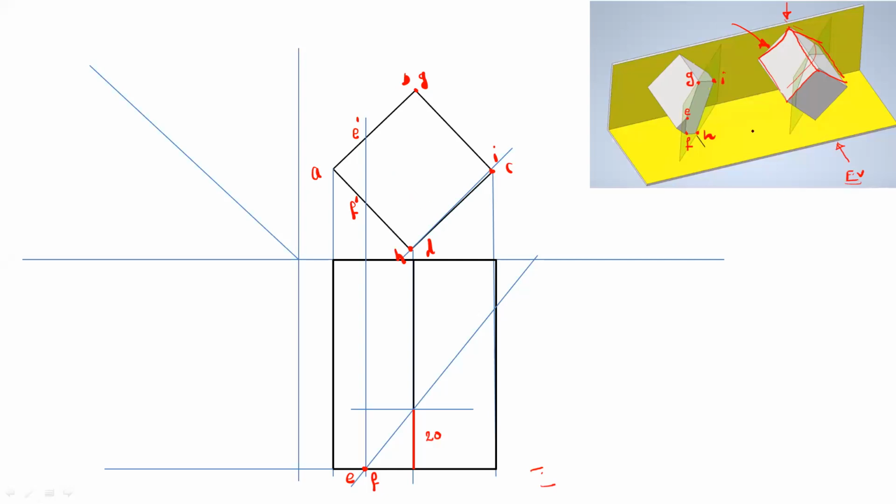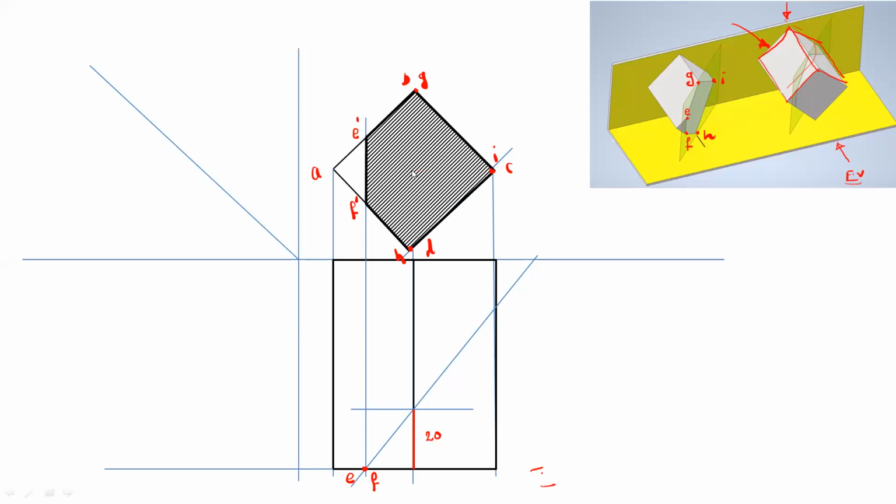So once you locate all these points, that is point E, F, G, H, and I in the front view, you can highlight this section, that is the sectional front view, by using the hatching lines. So this is the front view of this section.